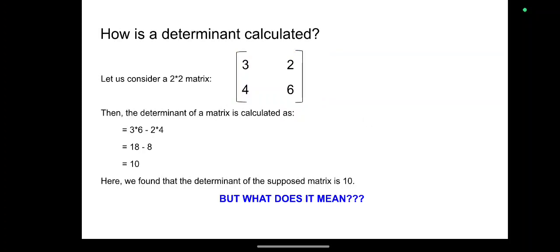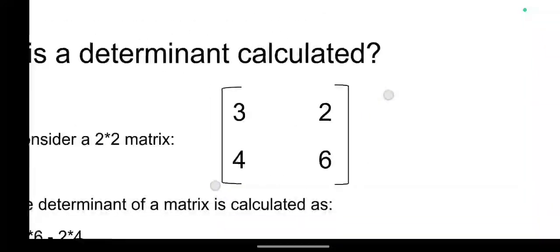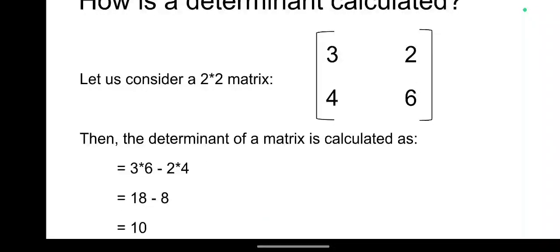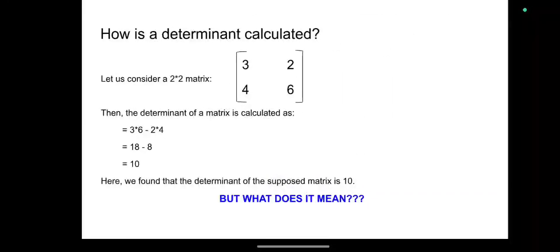For a simple square 2 by 2 matrix, how a determinant is calculated is, we multiply the diagonal elements and we subtract the product. So here we can see 3 times 6 minus 2 times 4, which gives us 18 minus 8, which gives us 10. So the determinant of the given matrix is 10. But what does this really mean?